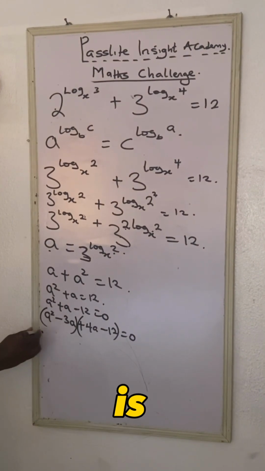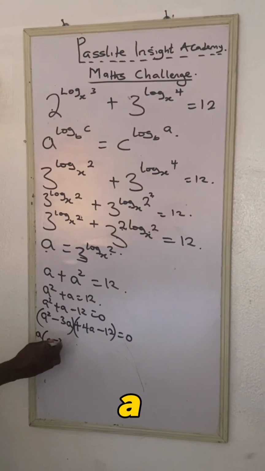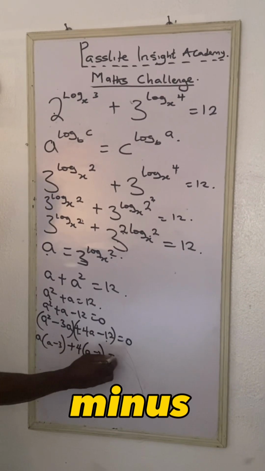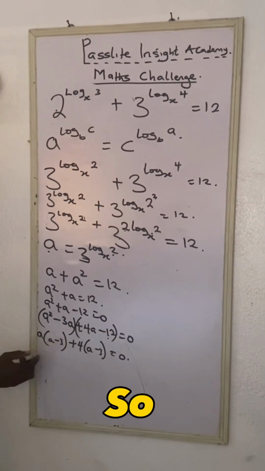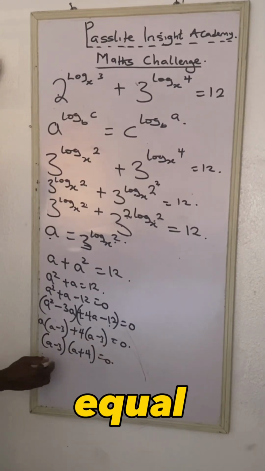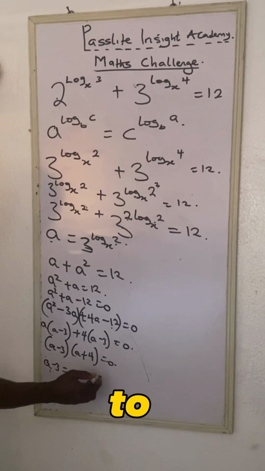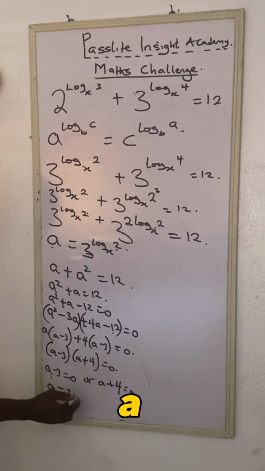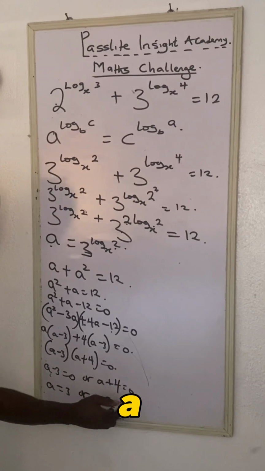What is common here? a is common: a minus 3. What is common here? Plus 4 is common. a minus 3 is equal to 0. So if they are common, just pick one. a minus 3, a plus 4 is equal to 0. So a minus 3 is equal to 0, or a plus 4 is equal to 0. So a is equal to 3, or a is equal to minus 4.